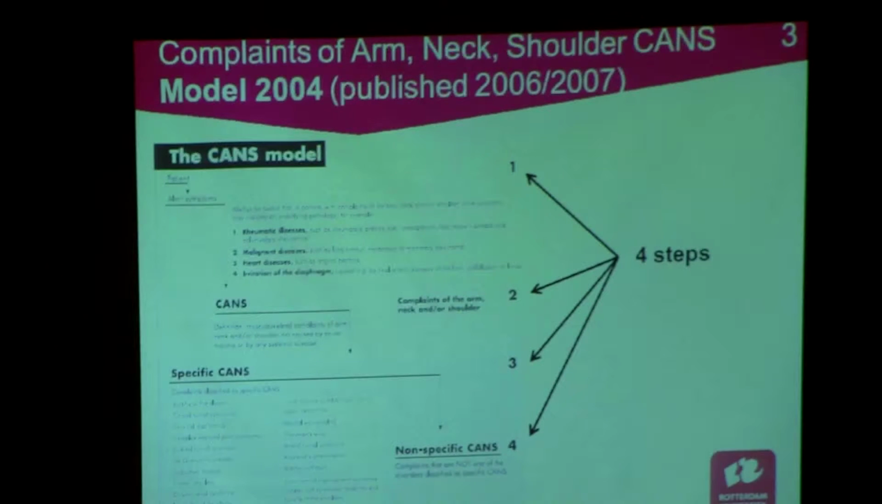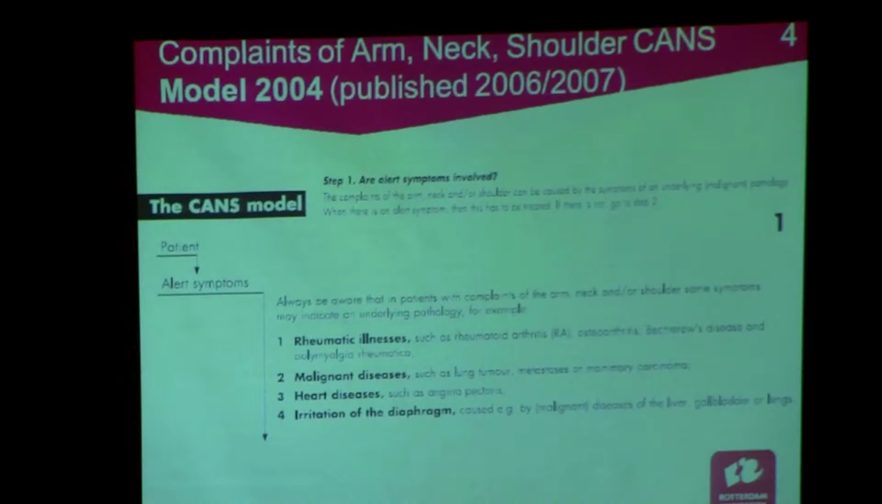There are 4 steps to be taken. First, we want to exclude the disorders that have the complaints of the arm, neck, and shoulder as a symptom of a more systemic disease. So the systemic disorders or malignant diseases, heart diseases, etc., that cause complaints in the arm, neck, and shoulder region, but are really other diseases. So at first you want to exclude those disorders from the model, and you want to list the symptoms that can relate to these disorders, and we call them alert symptoms.